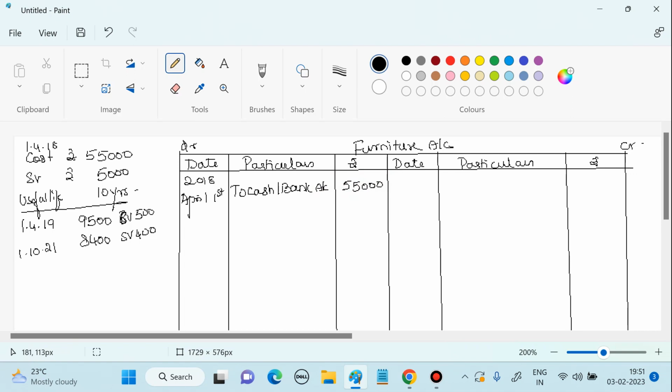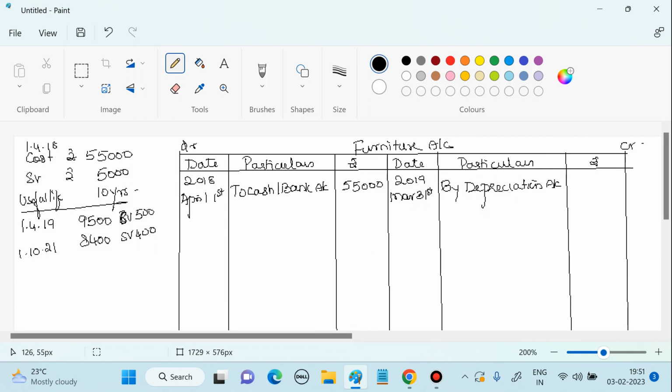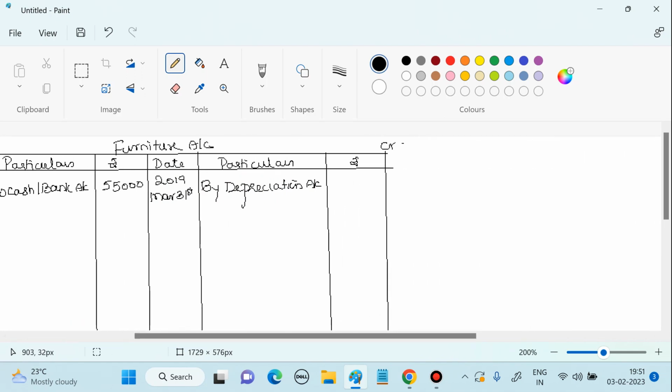Now, the next transaction is on 1st April 2019. So this year there is no other transaction, so we have to go to the year end, that is 2019 March 31st. The entry is depreciation account debit, furniture account credit, so it will be by depreciation account. How much? For that, we'll use these details: 55,000, scrap value 5,000, useful life 10 years. So the amount of depreciation would be cost of the asset minus scrap value, divided by 10 years. 50,000 by 10, that is 5,000. So 5,000 is the amount of depreciation in the first year.